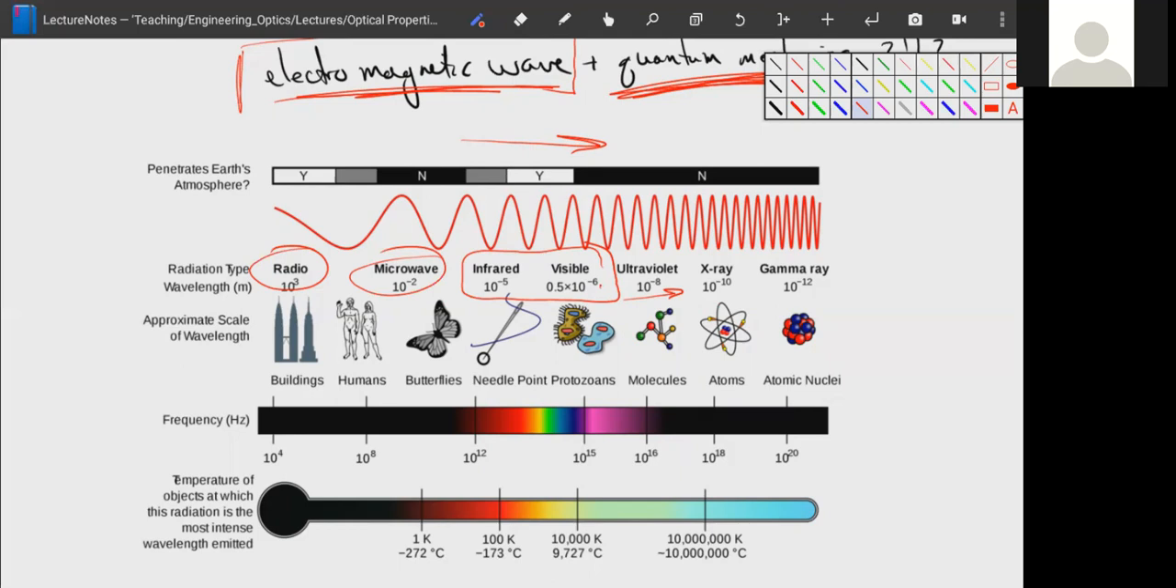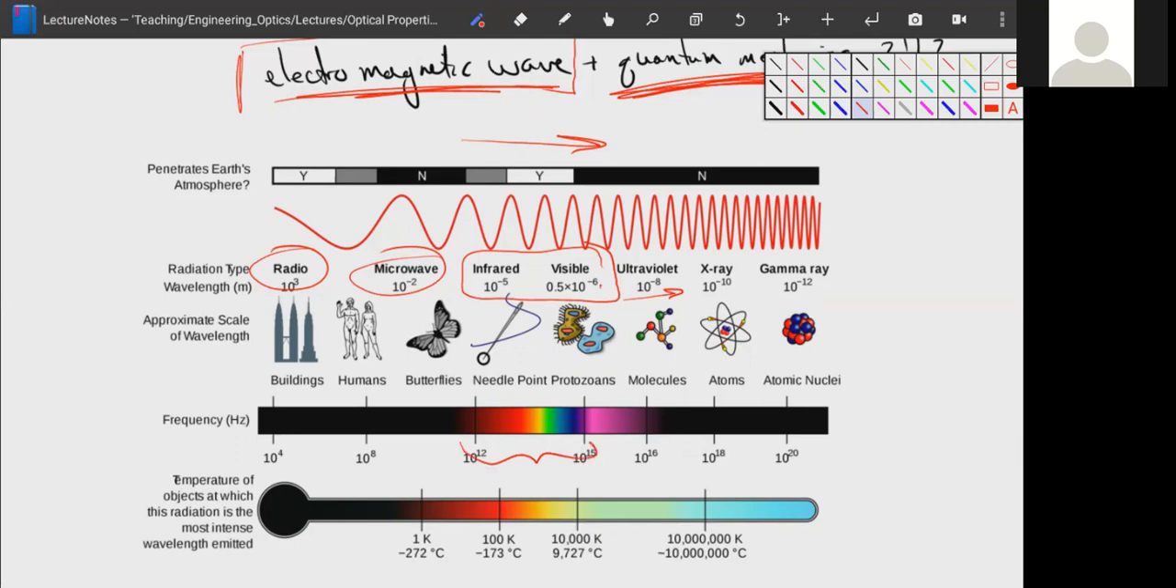Ultraviolet light is on the order of about 10 to 100 nanometers. X-rays are less than a nanometer, and gamma rays are even on the order of picometers, so on the order of the size of a nucleus. And like I said, we're going to be focusing in on this range right here, which is the optical range.